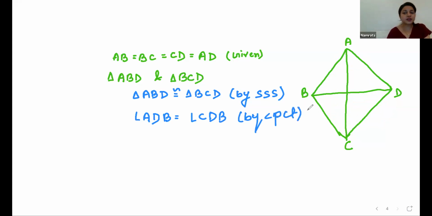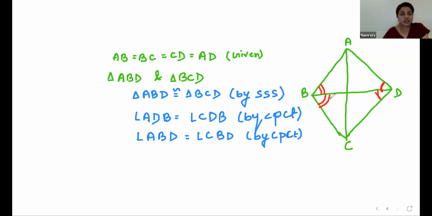Corresponding part of congruent triangle. Similarly, here angle ABD will be equal to angle CBD by CPCT. So we have shown that this red angle is equal to this red angle, and we have also shown that this angle is equal to this angle. Now can we say that diagonal BD is bisecting angle B and D? Can we say?